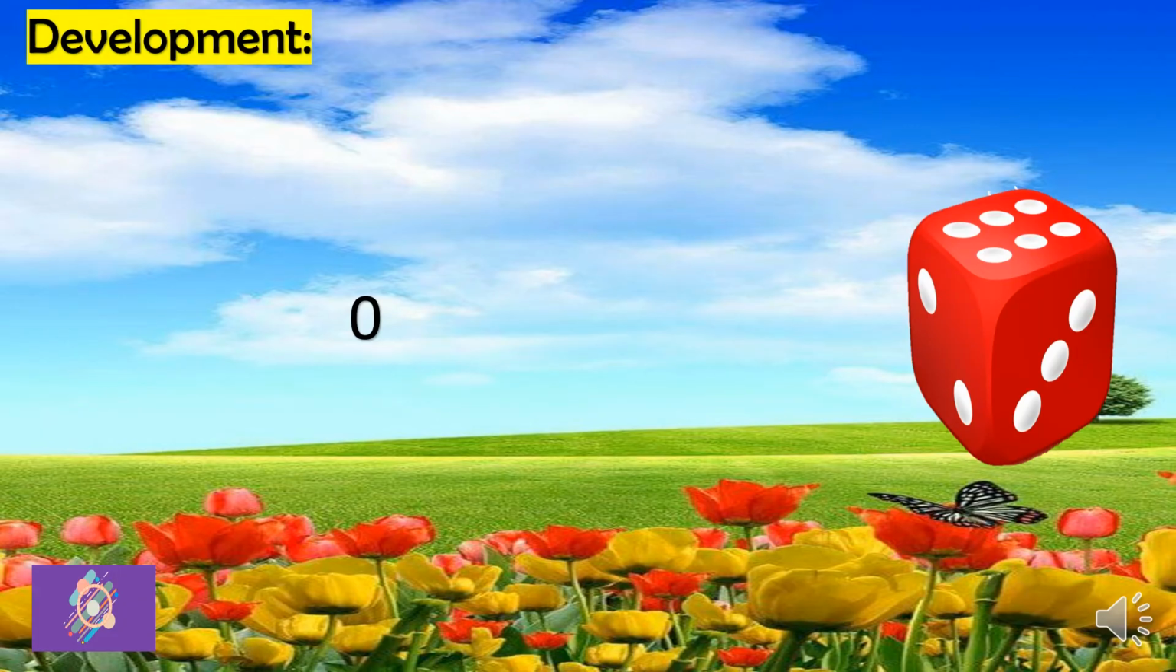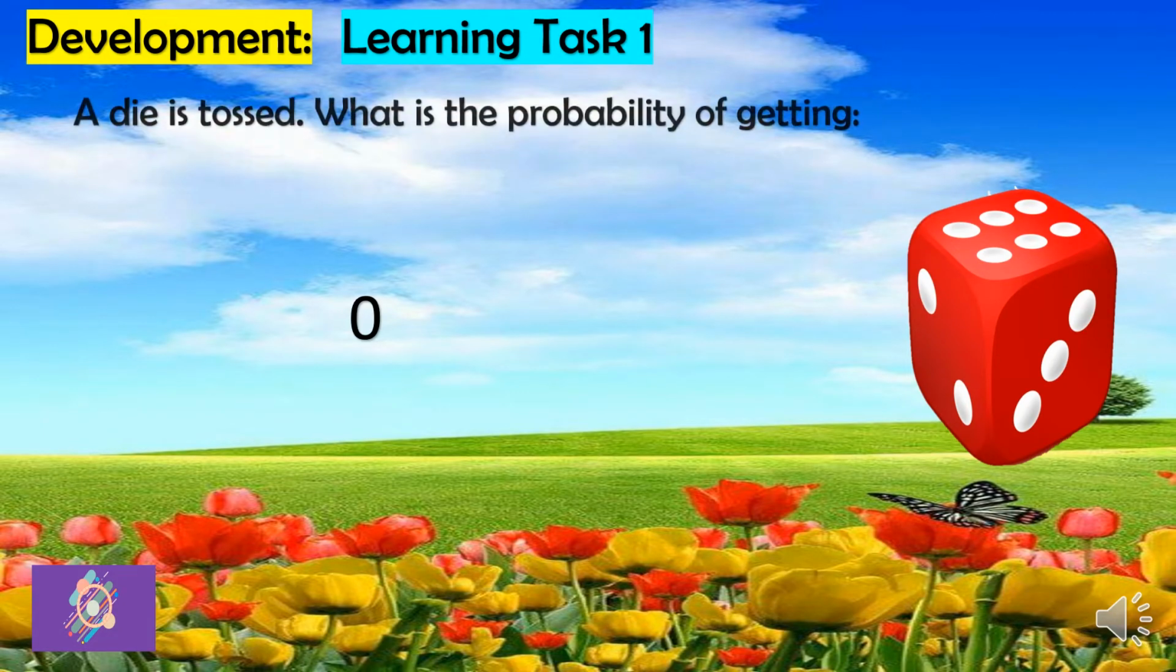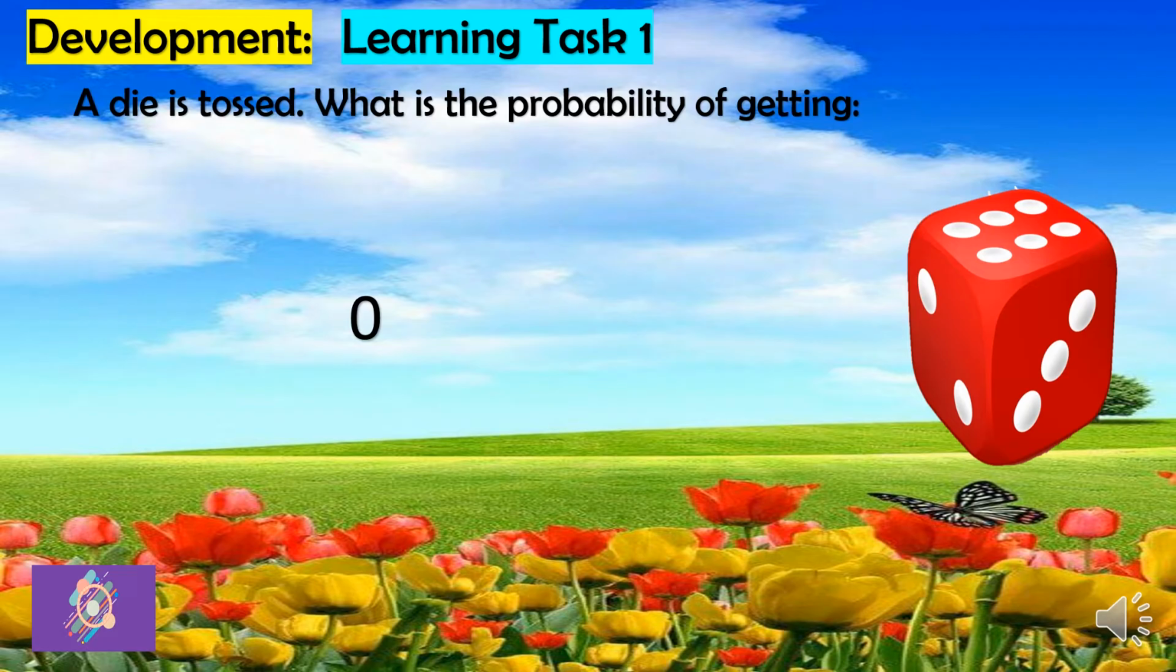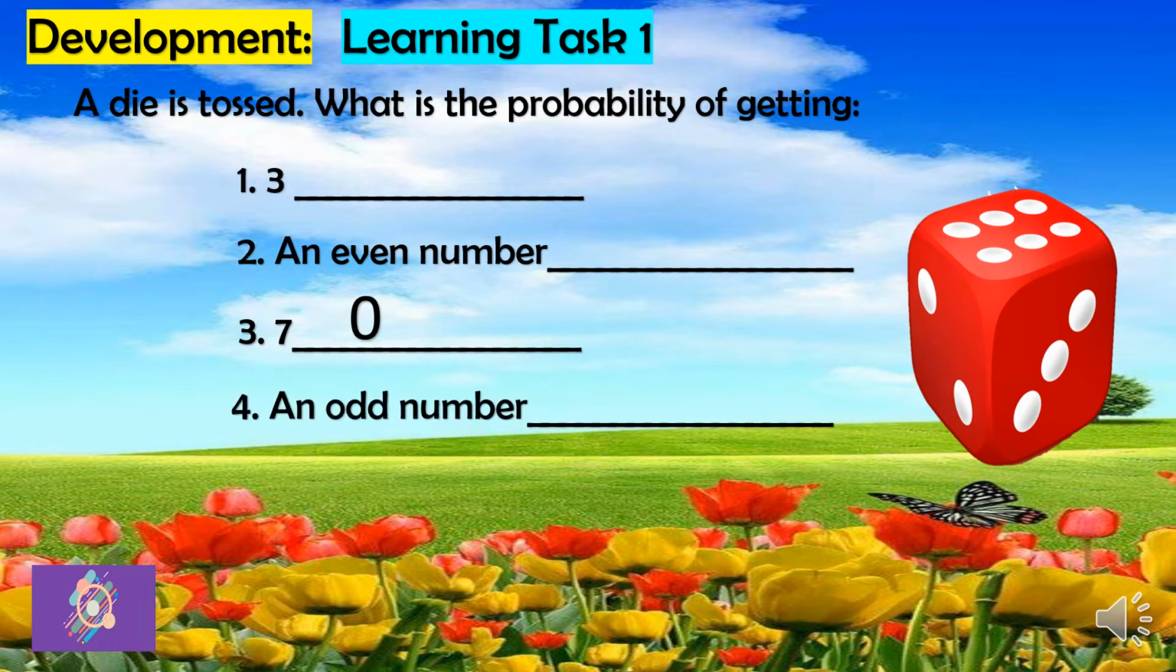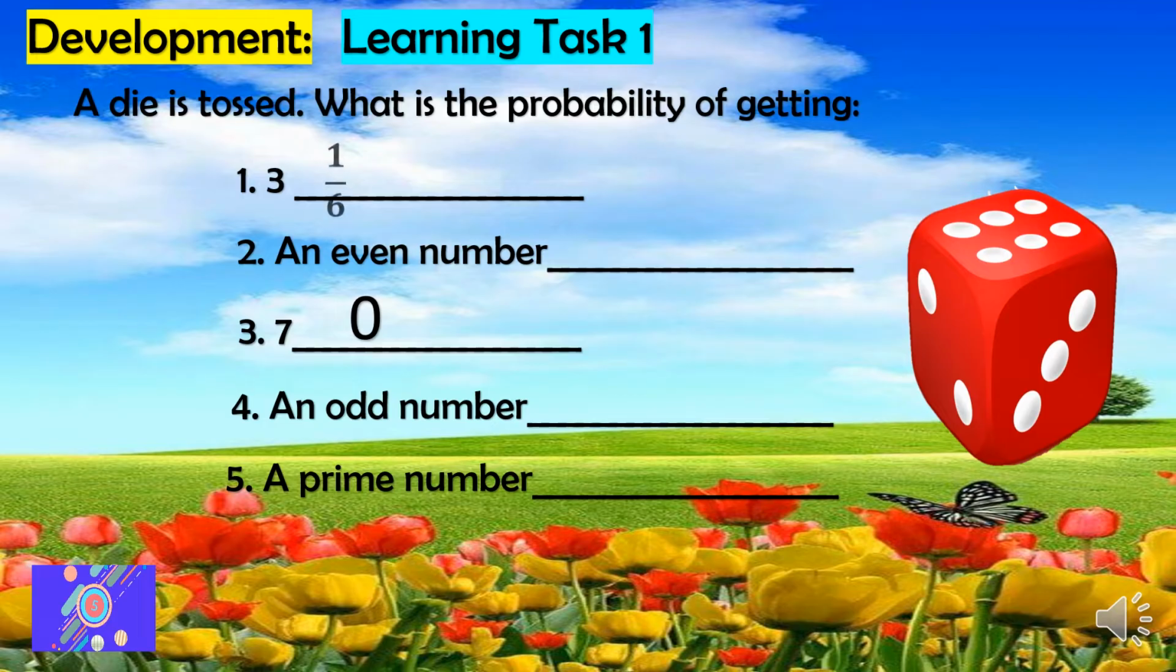For the development, learning task 1. A die is tossed, and what is the probability of getting 1, 3; 2, an even number; 3, 7; 4, an odd number; and 5, a prime number. Okay, so let us answer learning task 1. So what is the experimental probability of getting 3 when you toss a die?